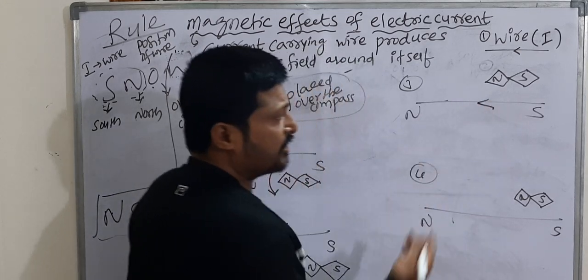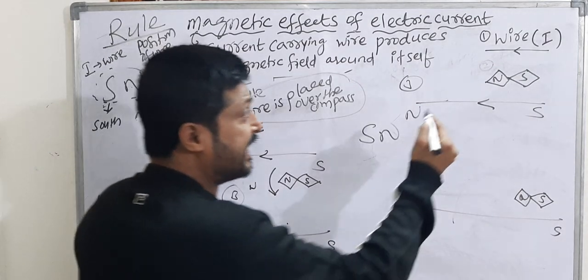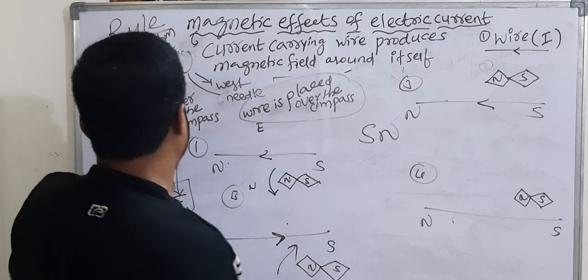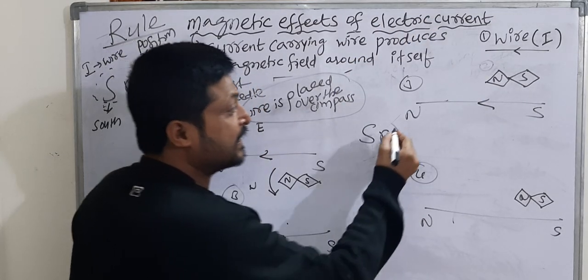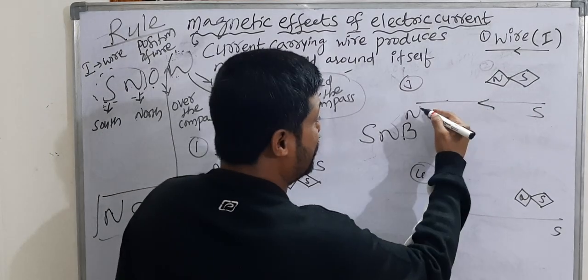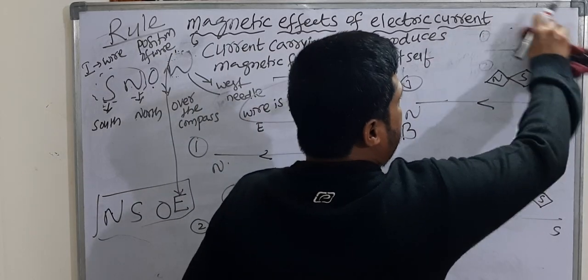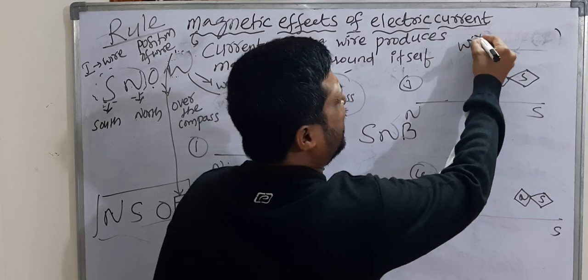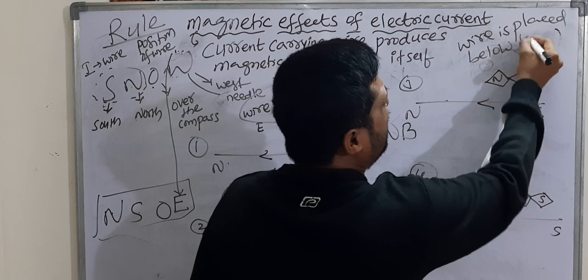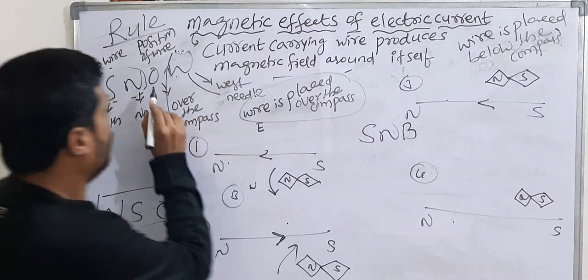Now here, come here. Here, current is south to north. Okay, right. South to north, SN. But here, wire is placed below the compass. Here, not O, below the compass. So, B, that is B, below the compass. So, current is south to north, but wire is placed below the compass. So, in the place of O, B.